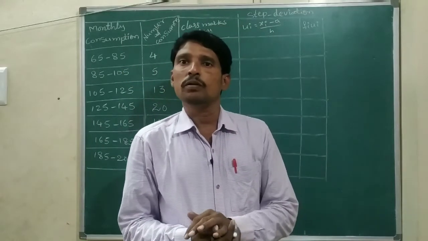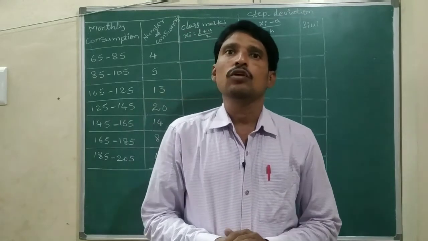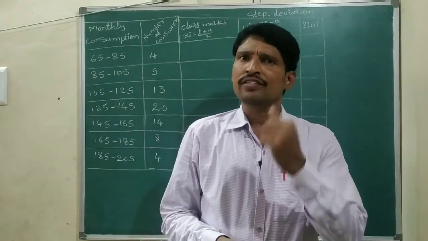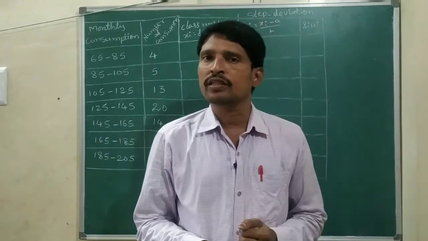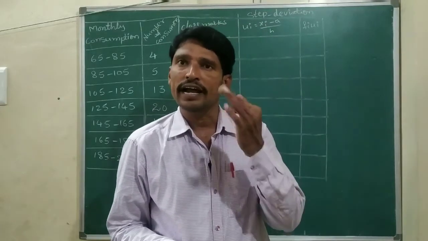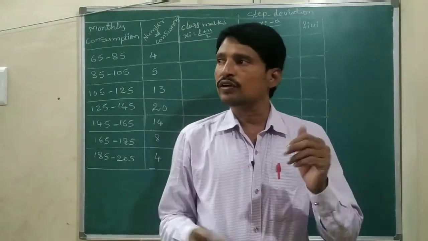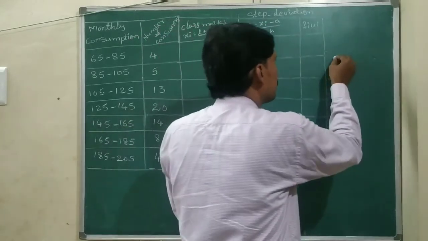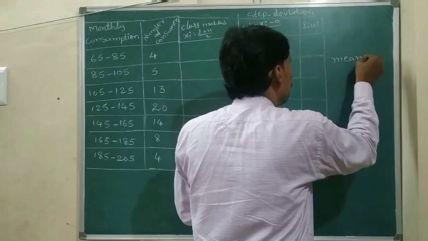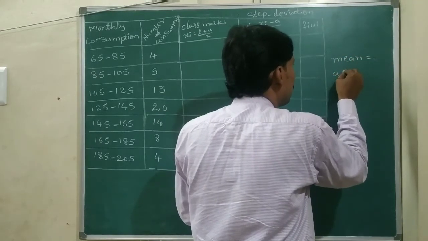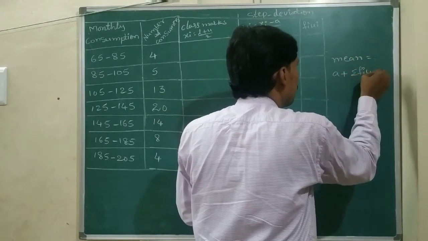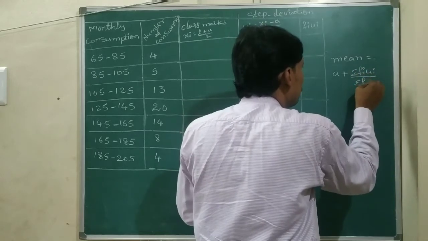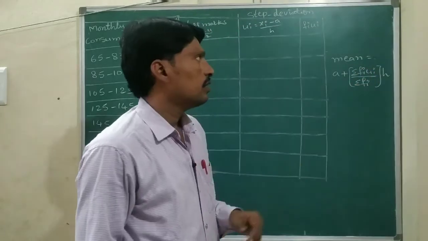Now for this problem we have to find the mean. Already we know there are three methods: direct mean method, assumed mean method and step deviation method. But for this problem we are following the step deviation method. In the step deviation method, the mean equals A plus sigma Fi Ui by sigma Fi into H is the formula.